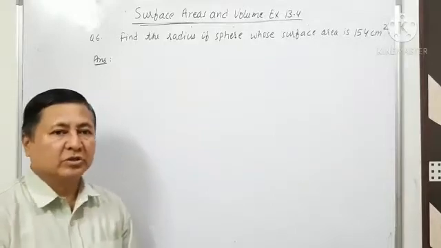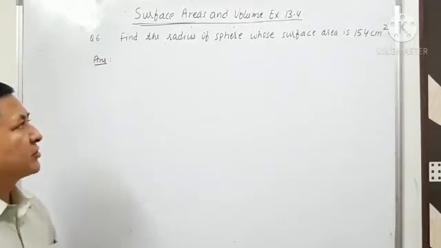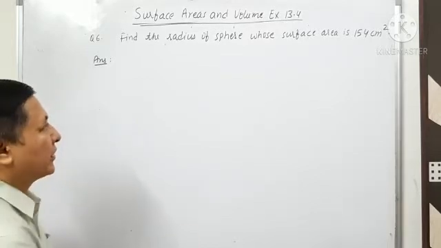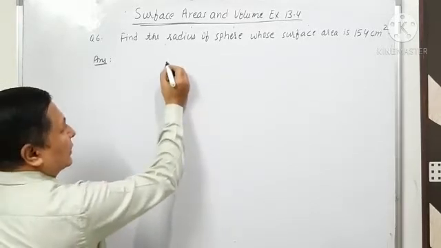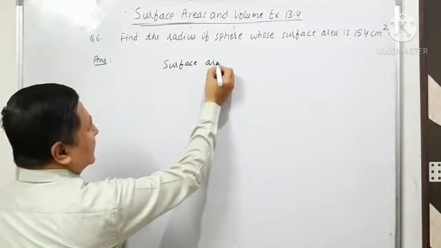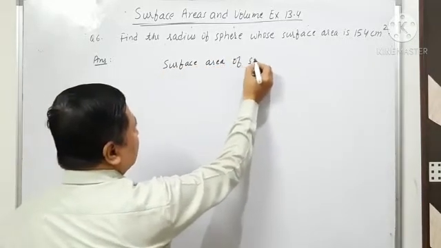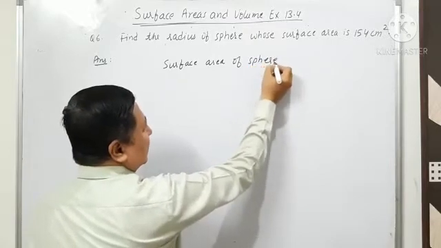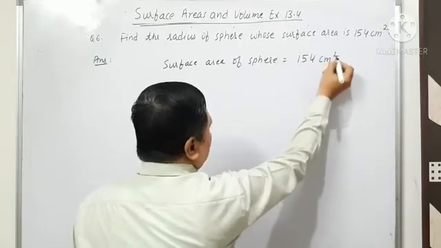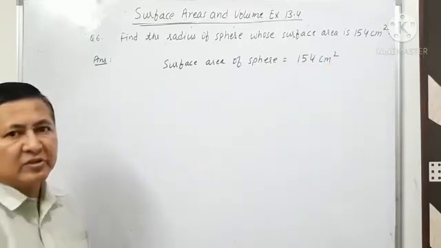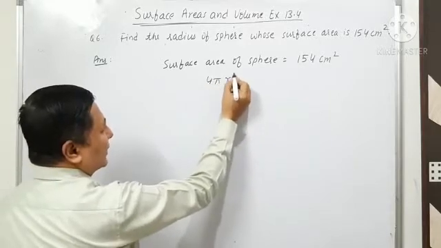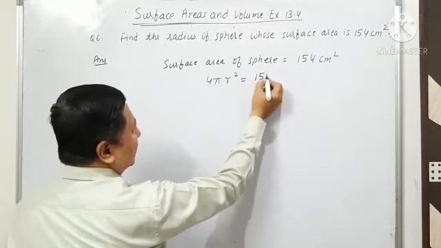Let us do question number 6. Find the radius of a sphere whose surface area is 154 centimeter square. In the question, the surface area of the sphere is given as 154 centimeter square. And we know the formula of surface area of sphere, that is 4 pi r square. 4 pi r square is equals to 154.